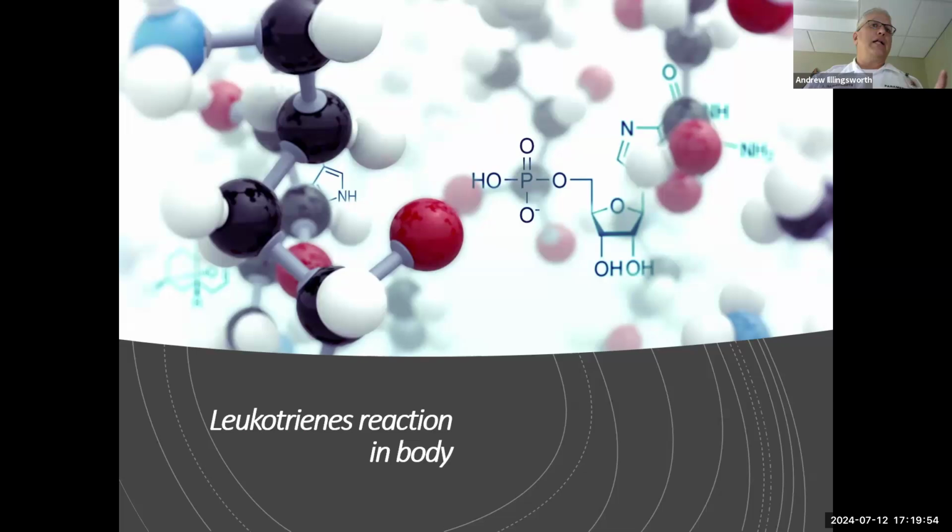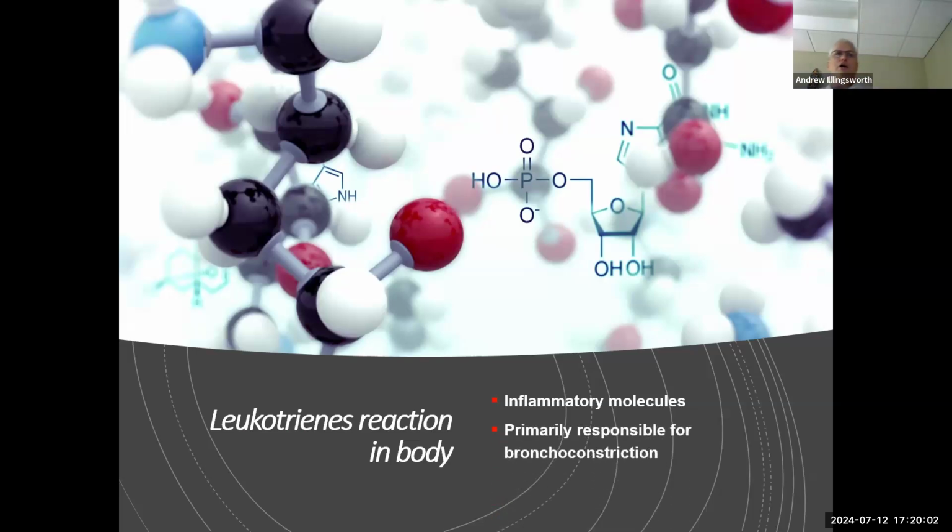Leukotriene's reaction in the body does this. This is an inflammatory molecule. What it does is it's primarily responsible for bronchoconstriction in your lungs. Bronchoconstriction, remember, is going to shrink the lungs and basically close your lungs, because the body's trying to protect itself from whatever it's inhaling.